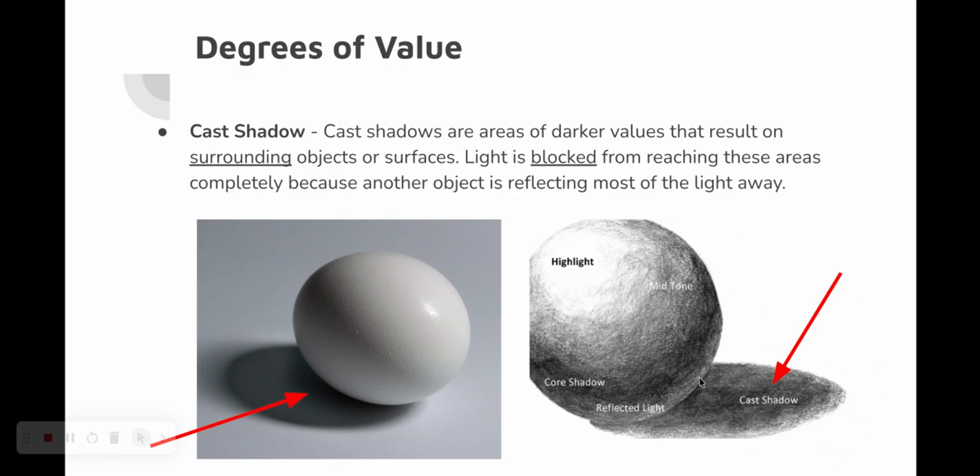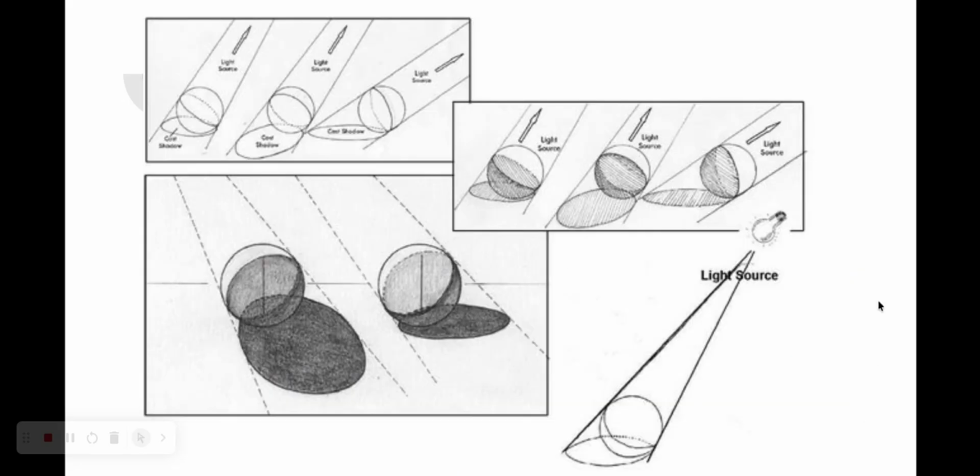In this example here, the cast shadow is on the table. Cast shadows are always opposite of the light source, and they are created due to the object blocking the light. And you can see how the angle of the light source would change the angle of the shadow.